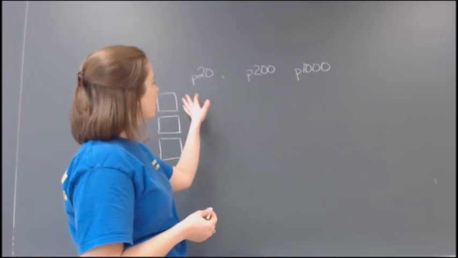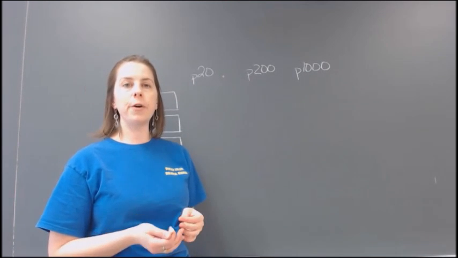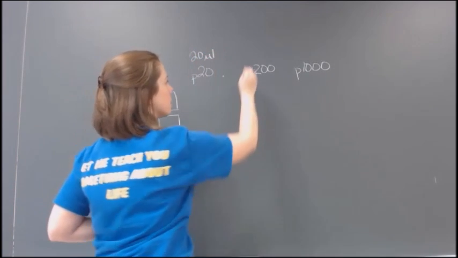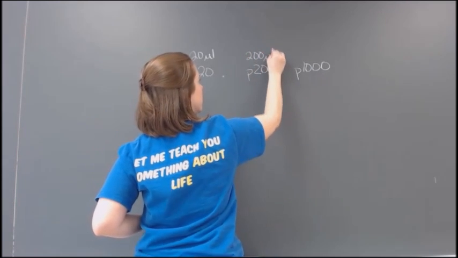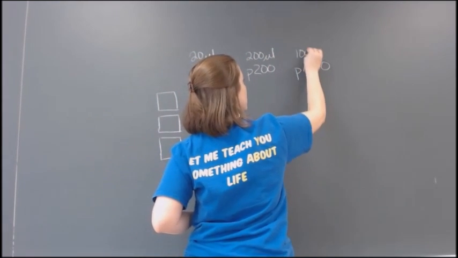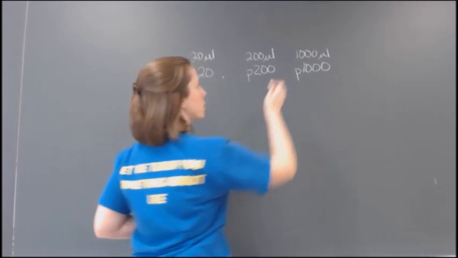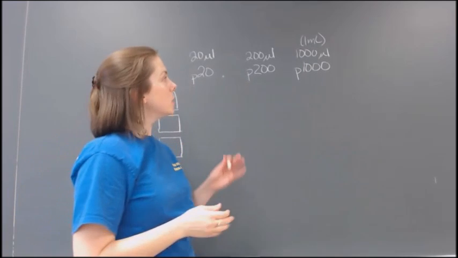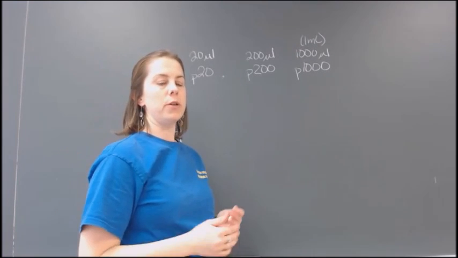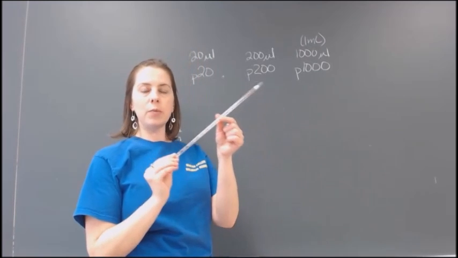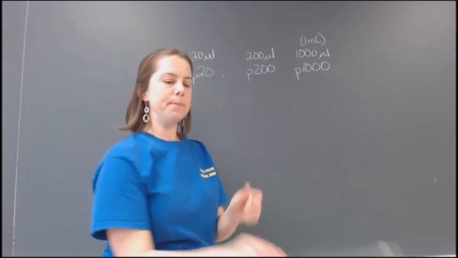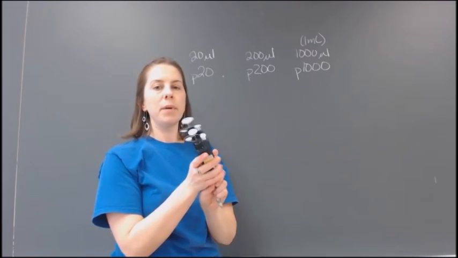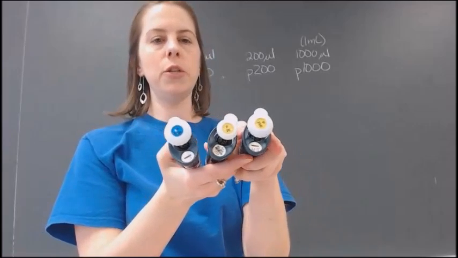Okay? So the name of the pipette refers to the largest volume it can measure. For example, a P20 can measure 20 microliters, a P200 can measure 200 microliters, and a P1000 can measure 1000 microliters, which you know is the same as 1 milliliter. Any volume over 1000 microliters, you'll have to use other pipettes. These are the types of pipettes you'll use for volumes over 1 milliliter. And then we have a range of micropipettors that we can use to measure P20, P200, and P1000. Okay?